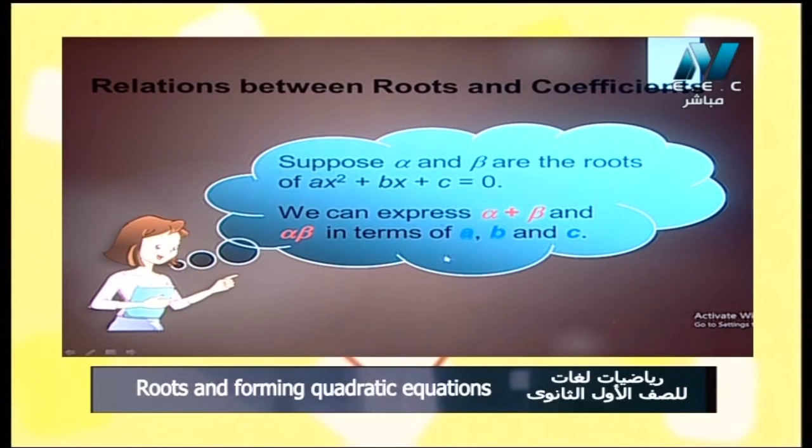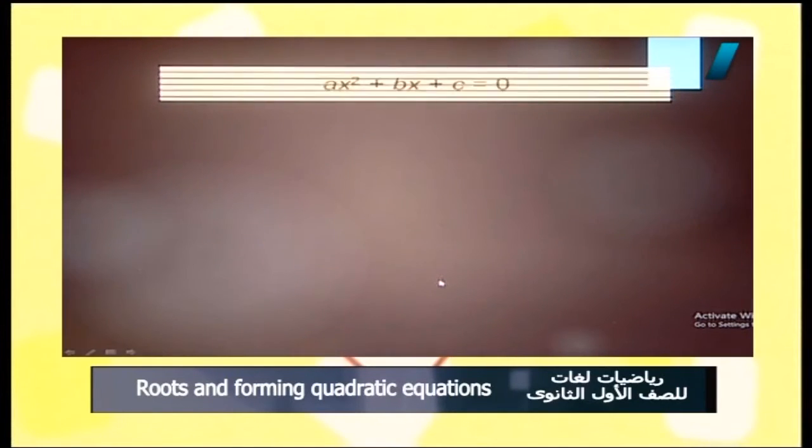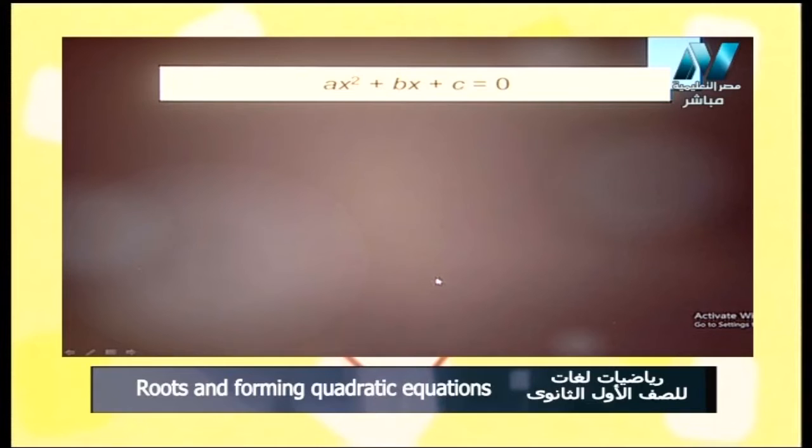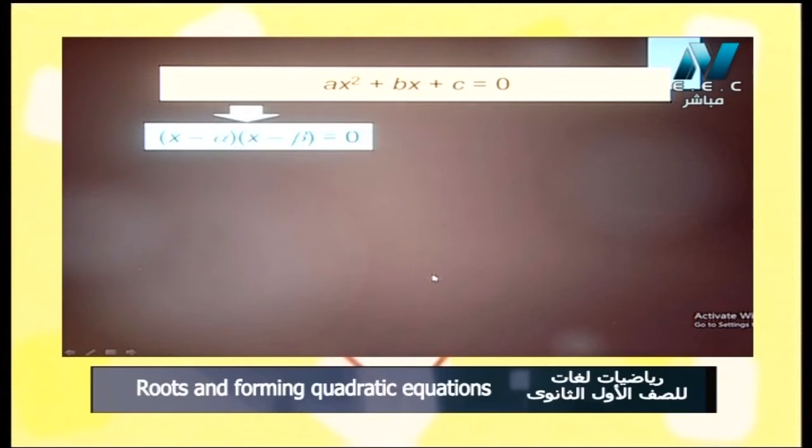So pay attention, my dear students, now to find out the relation between the sum of the two roots and a, b, c, which are the coefficients of x power 2, x, and the absolute term. Look carefully. We have the general form ax power 2 plus bx plus c equals 0, and we have to make x minus alpha and x minus beta.